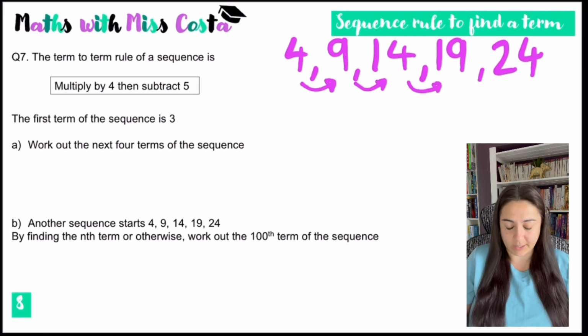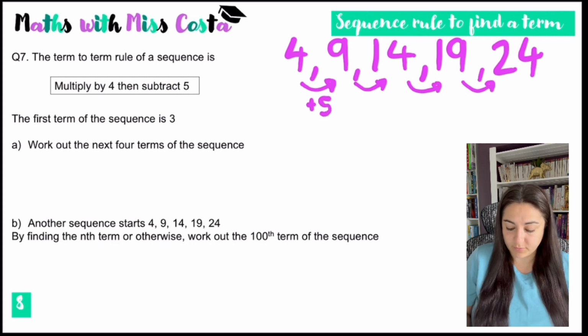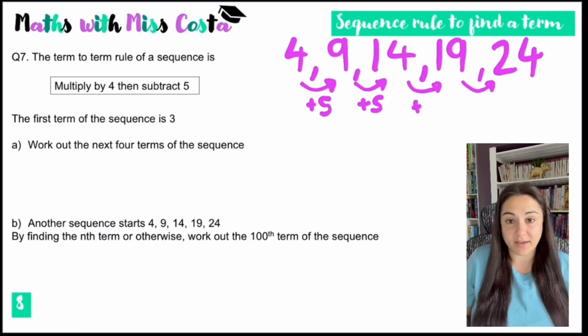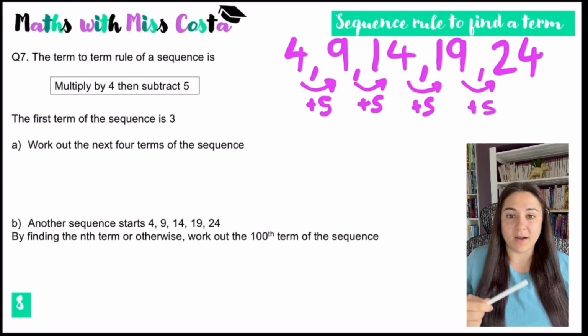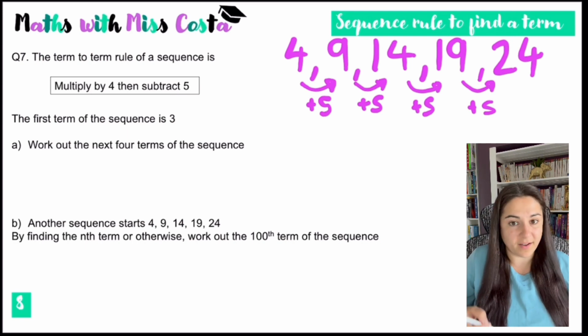This is a linear sequence. Now, how do I get from 4 to 9? I add 5. 9 to 14, I do the same, 14 to 19, and 19 to 24. I'm adding 5. So if I'm adding 5, that must mean that my sequence is going up in the 5 times tables. So I write 5n.